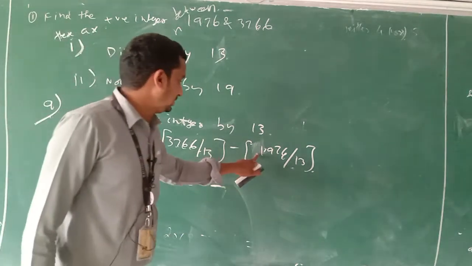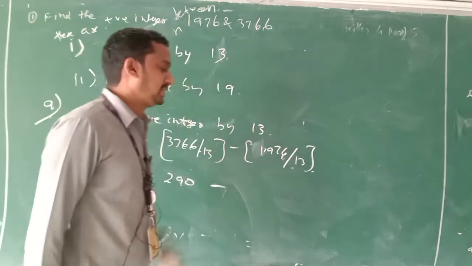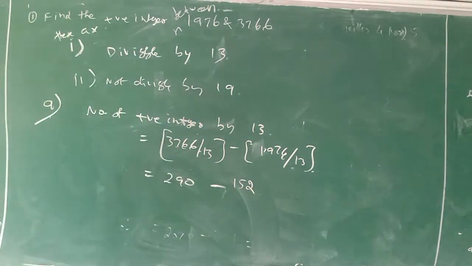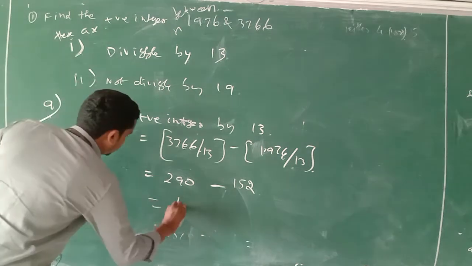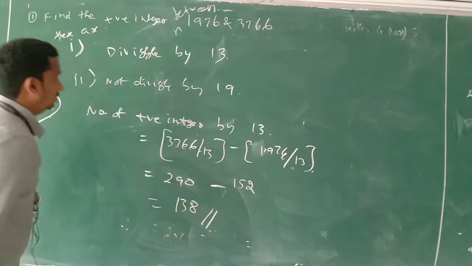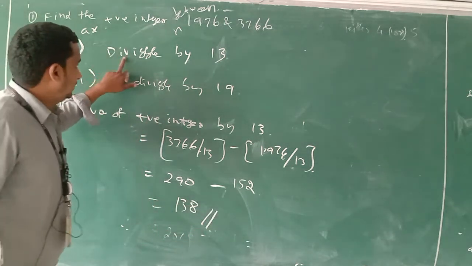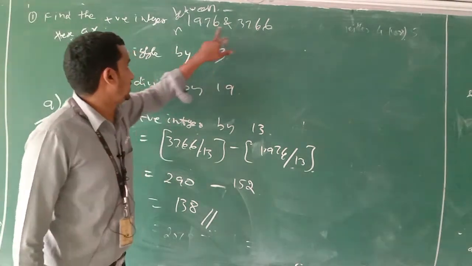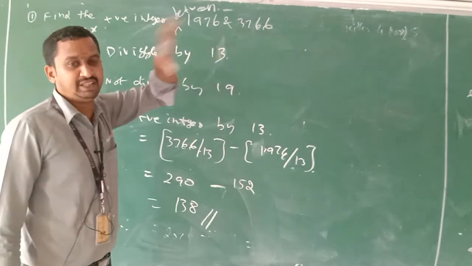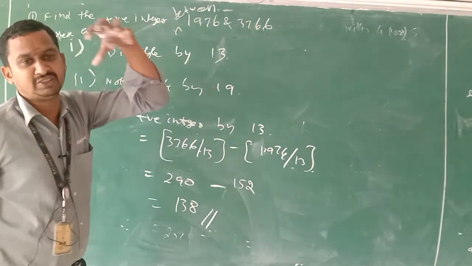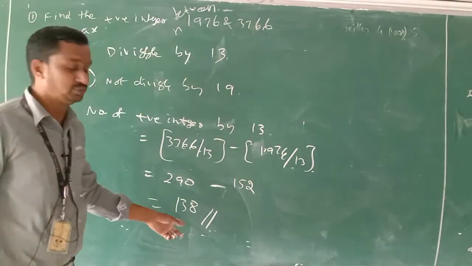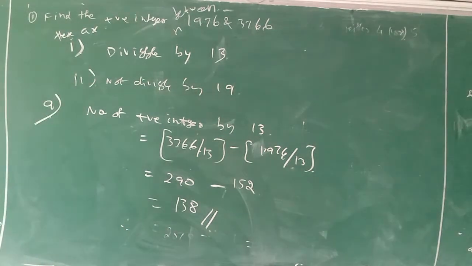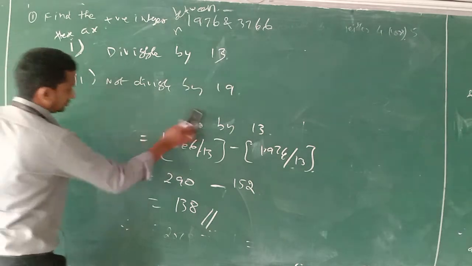Now 1976 divided by 13 gives 152. Subtracting, we get the answer 130. So the number of positive integers divisible by 13 between the ranges 3766 and 1976 is 138. Okay, 138. Then come to the second question.